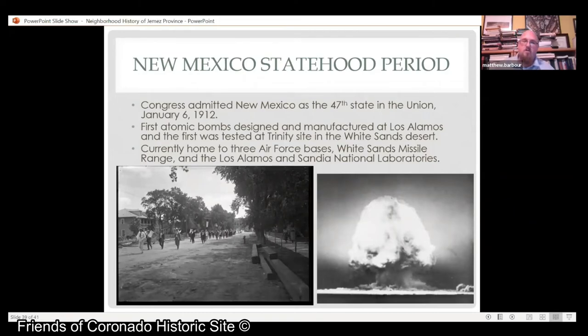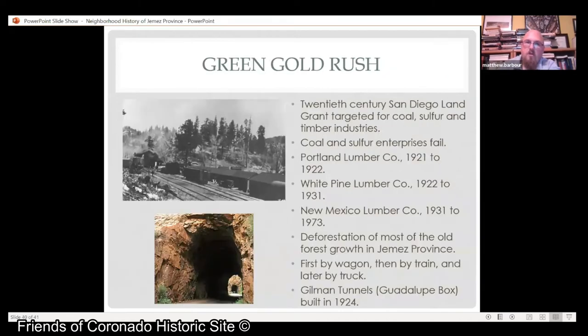A New Mexico statehood period, get the first atomic bomb. Boom, there it is, right? Trinity explosion. New Mexico is added as the 47th state. Certainly that all has to do with the Jemez Mountains too, including research just east of Jemez Province in the Pajarito at Los Alamos. And we have several military bases and laboratories in the area today, including Los Alamos.